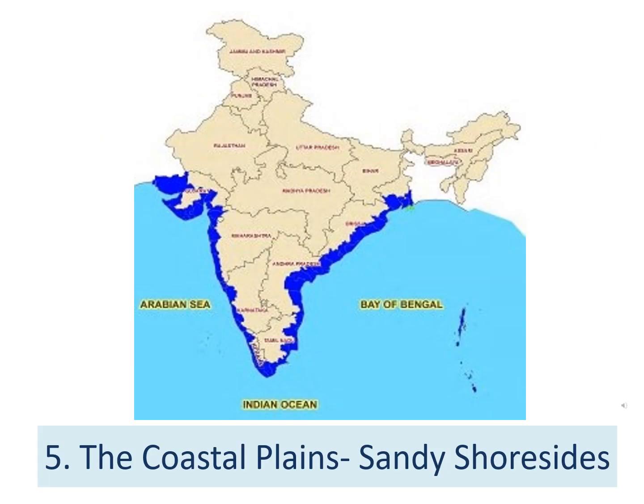The fifth physical feature, the coastal plains or the sandy shore sides. A coast is a vast stretch of land along the sea. As you can see on the screen, children, the three main water bodies are the Arabian Sea, Indian Ocean, and Bay of Bengal, and the blue part which is colored is the coastal plains.